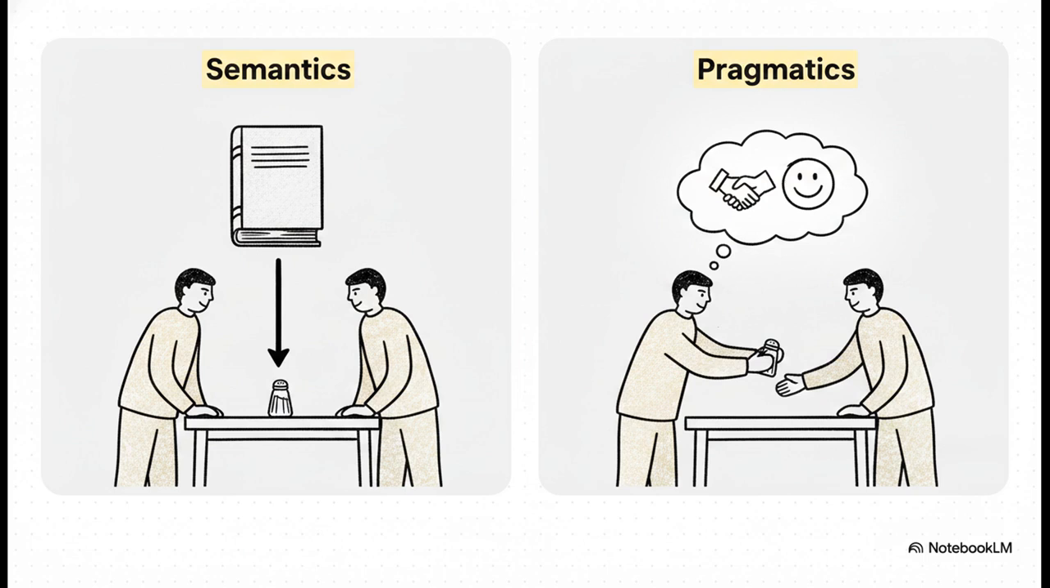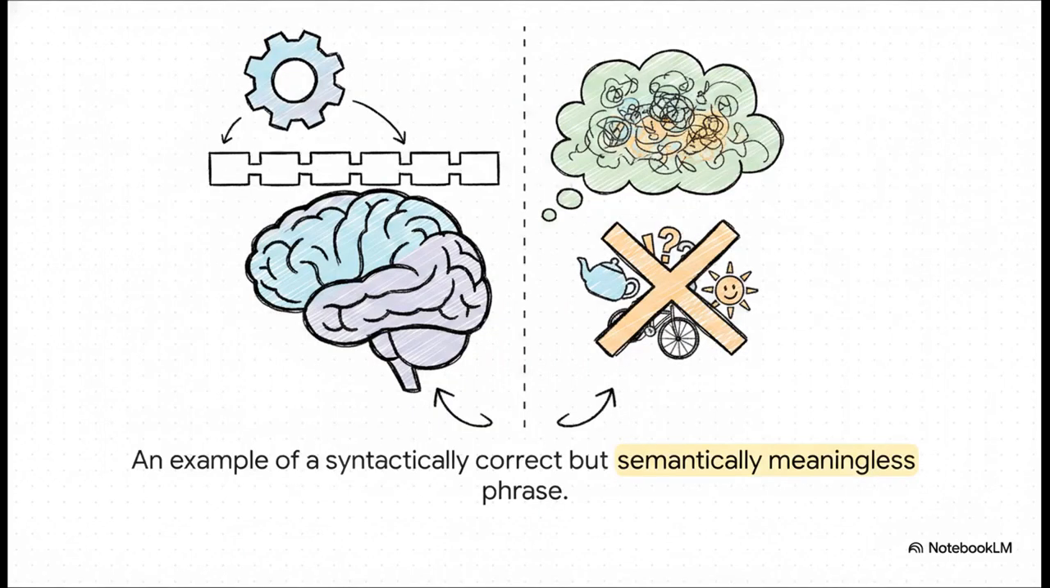If someone asks you, "Can you pass the salt?" semantically, they're questioning your physical ability to lift a salt shaker. But pragmatically, they're just making a polite request for you to hand it over to them. Context is absolutely everything.